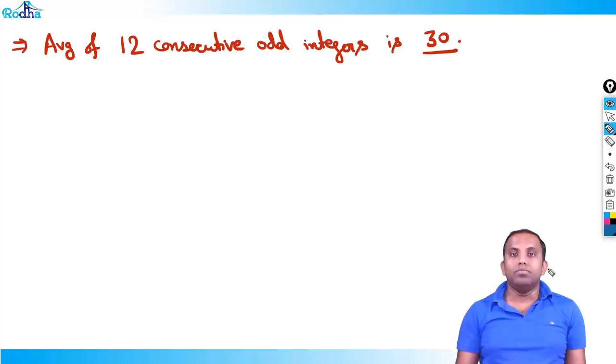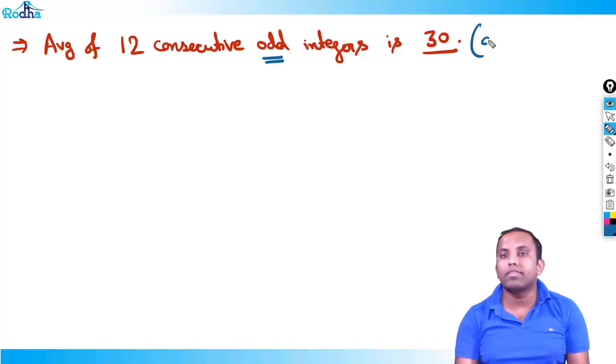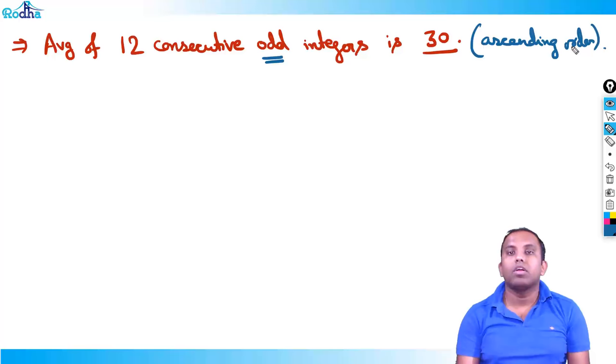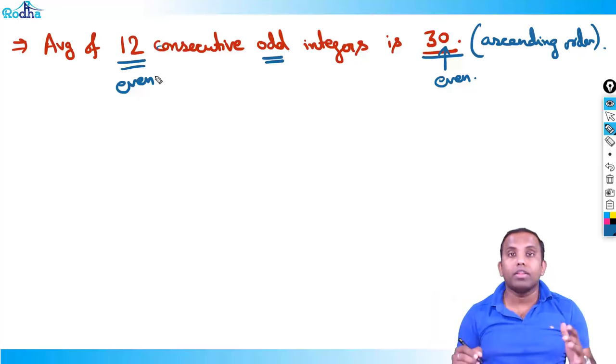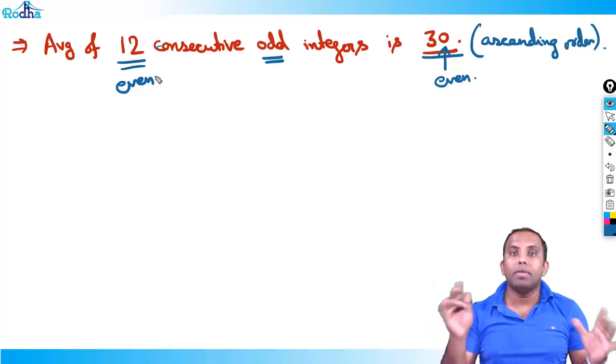Now, you can sense one thing here. The average of 12 consecutive odd integers is 30. They are all consecutive odd integers, okay, in ascending order. Okay, 30 is an even number, not an odd number. Now you can sense the funda why, because there are an even number of terms here. So when you calculate the average of an even number of terms in AP, that middle term will not be part of the series, right?